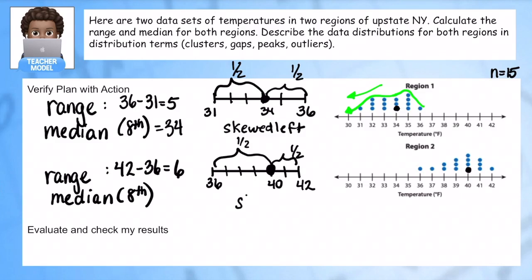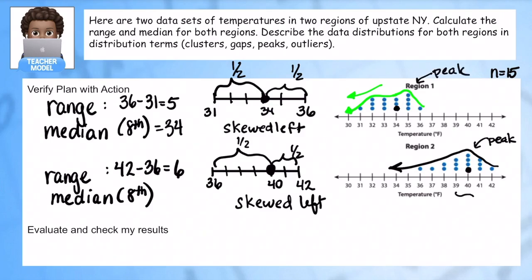So this is also skewed left. And you can see it in the data. It clusters over here with a peak at 40, and then pulls this way. So I can see the peak. I can see a cluster. There's a cluster here between 39 and 42. It's more widely dispersed in this region over here.